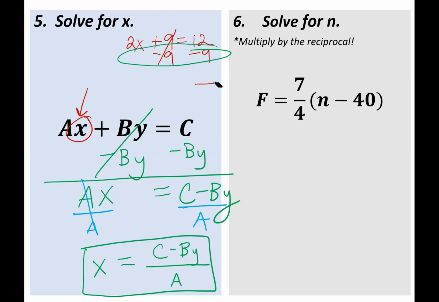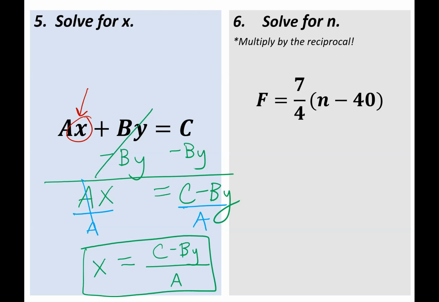F equals 7/4 parentheses n minus 40 close parentheses. So there's a couple ways to do this one. The first way I will show you is to multiply both sides by the reciprocal of this fraction, 7/4. I'm choosing to do it this way because I noticed that's how the example is shown in your homework. But there's another way. So if you're wondering about distributing the 7/4, I'll show that as a second option. Okay, so I'll show this one in two different ways.